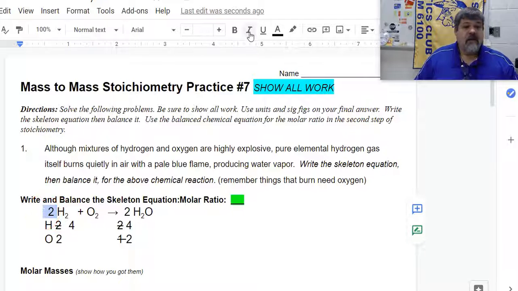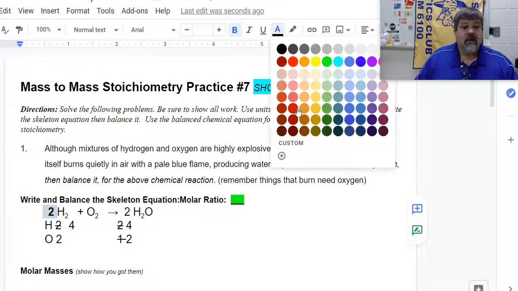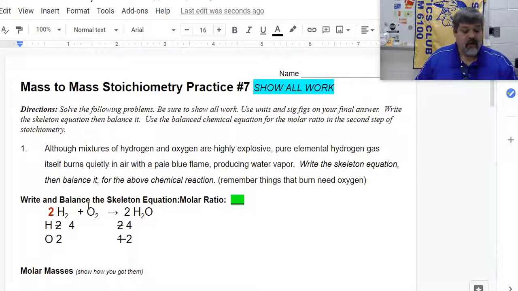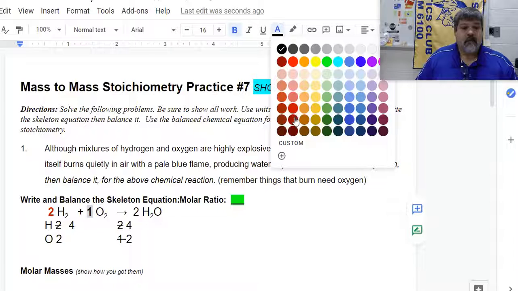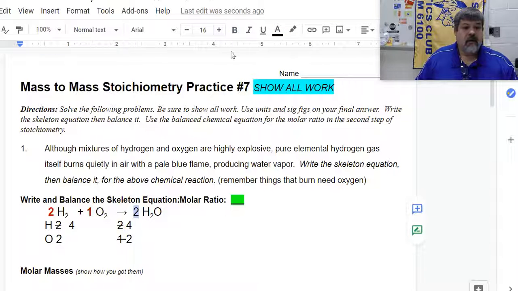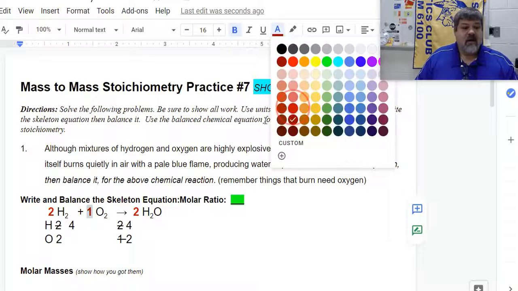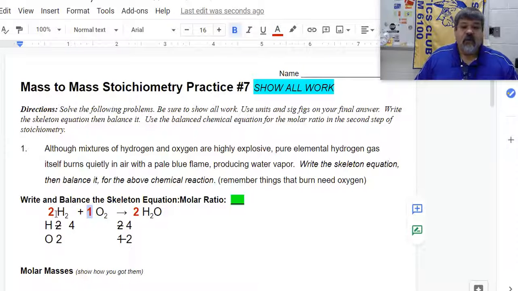So my molar ratio is going to be 2, and we're going to put a 1 in there, 2 to 1 to 2. And really what that means is that if I have 2 moles of hydrogen gas, I only need 1 mole of oxygen gas to produce 2 moles of water. So that's very important for you to understand that those are equal to each other.